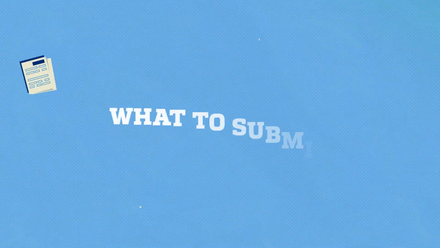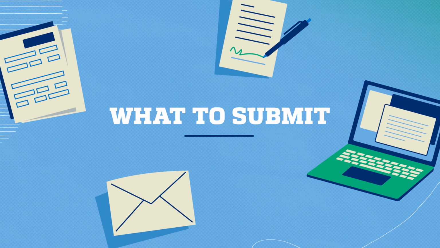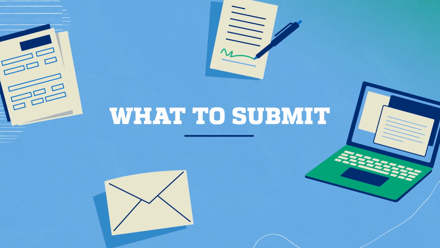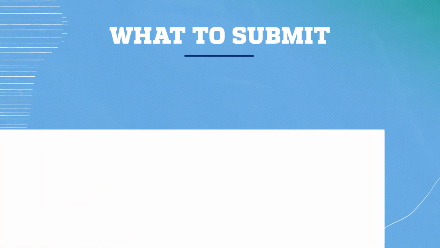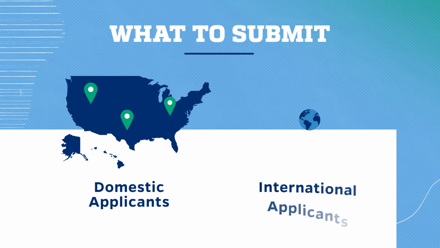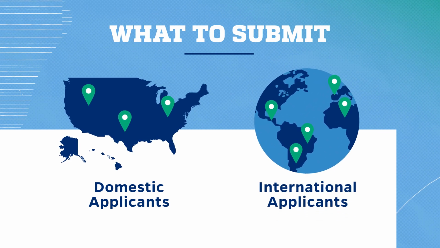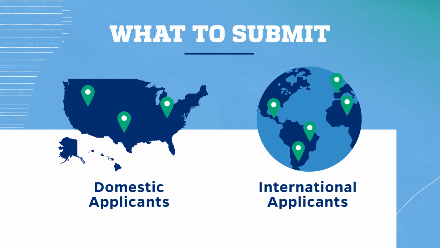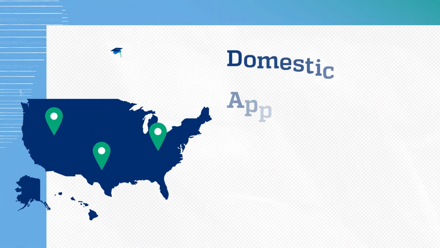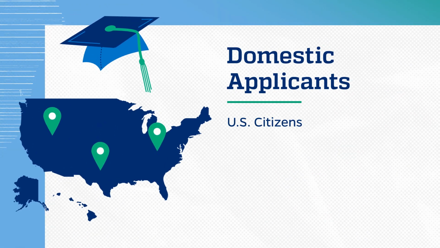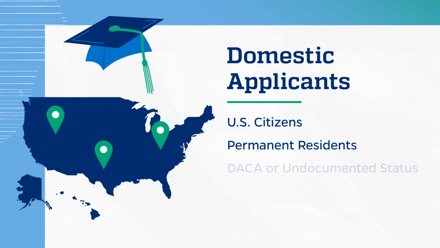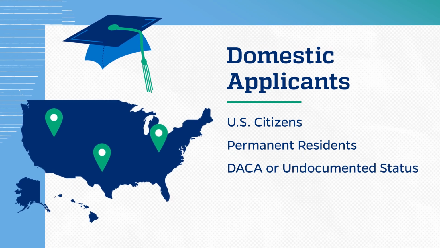Let's kick things off by talking about what you're required to submit when you apply for aid. We'll cover deadlines toward the end of the video. Domestic applicants and international applicants have slightly different requirements, so what you'll need to submit depends on your citizenship or residency status. Domestic applicants are students who are U.S. citizens, permanent residents, or have DACA or undocumented status.